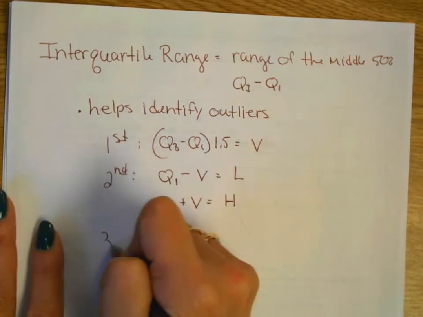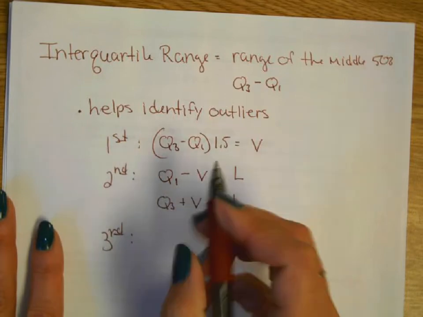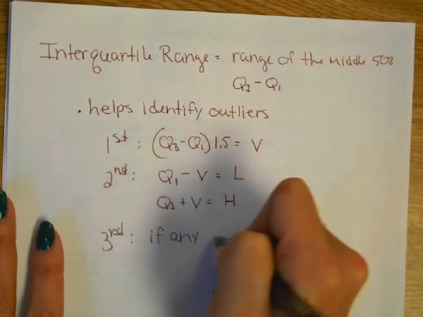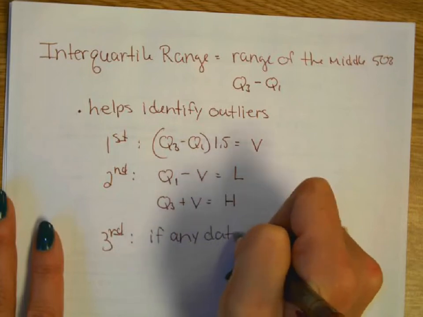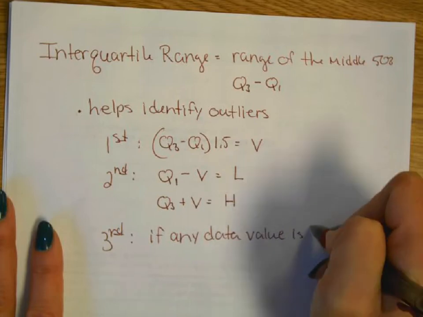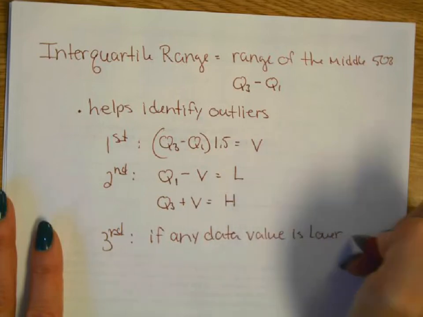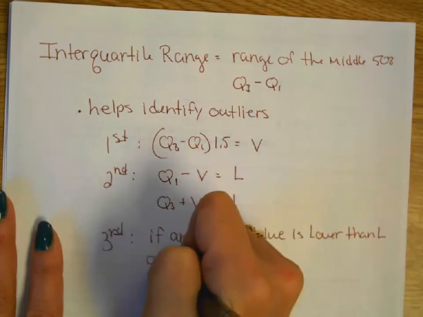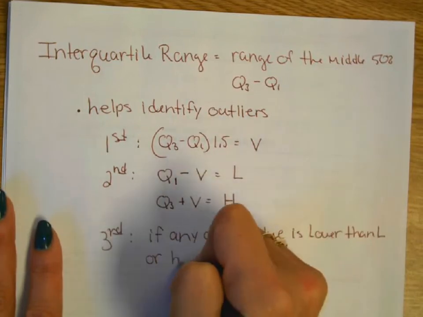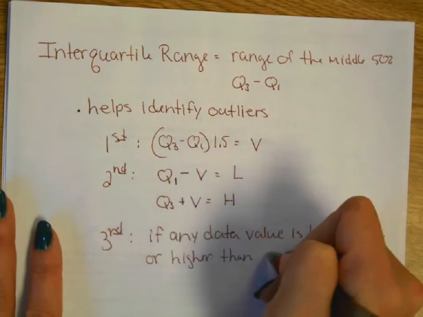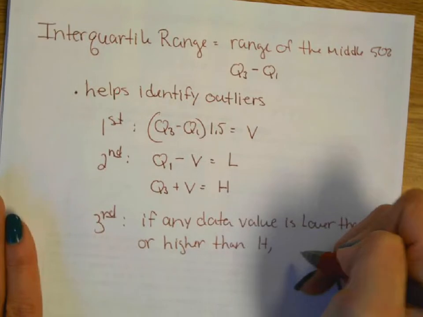So I'll say that here. If any data value is lower than L or higher than H, it is considered an outlier.